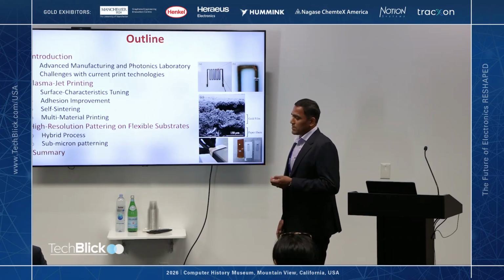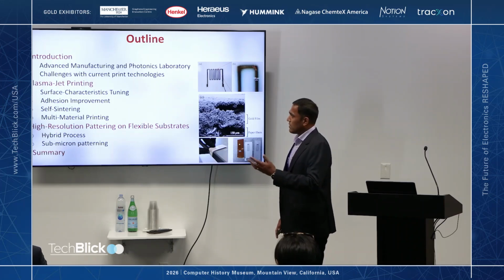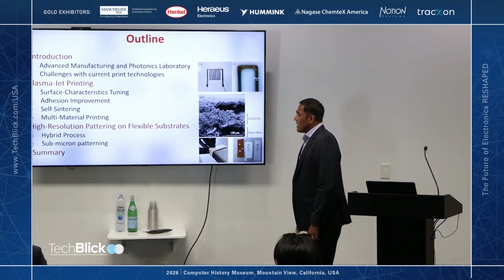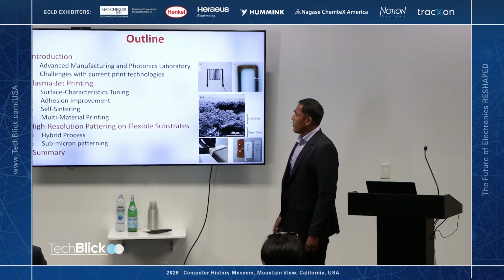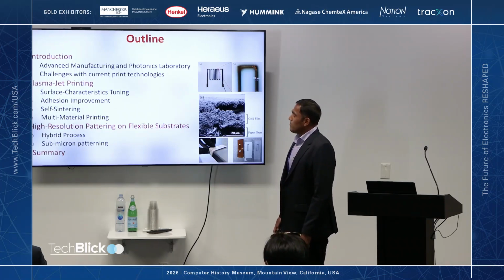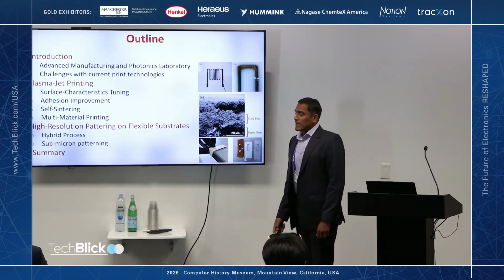And then I will get into the details of what we've been doing with plasma jet printing in terms of the 3 steps: conditioning the surface, that is surface characteristics tuning, improving the adhesion of prints on surfaces, being able to achieve conductive patterns without any post-processing, and how we get to multi-material printing.